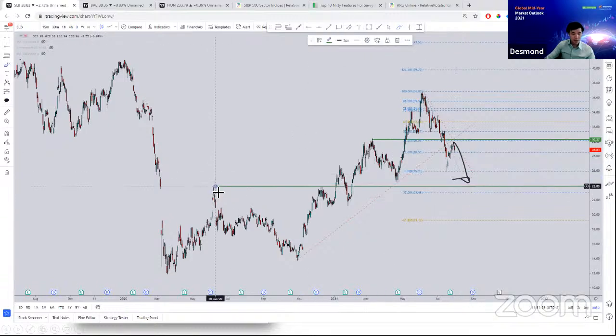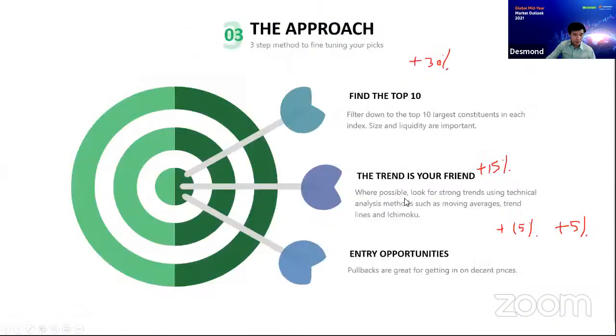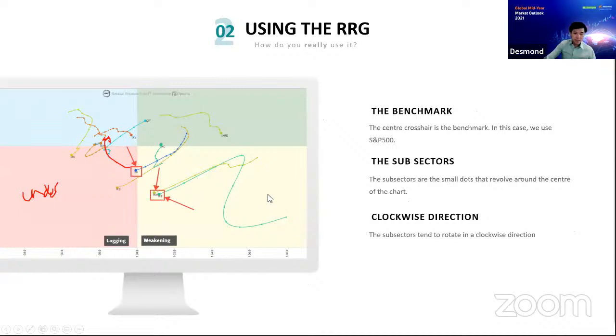This is a really simple form of technical analysis which I'm showing you. But at the core of it, what I want to focus on is that you can use RRG as a key thing, what I'm showing you over here. Let me find it. Yeah, I can use RRG as the overarching guide to which are the main sectors to look at.